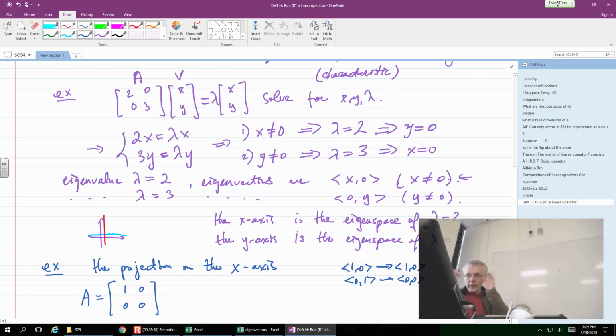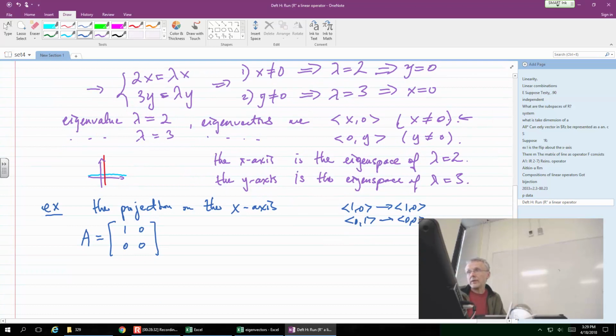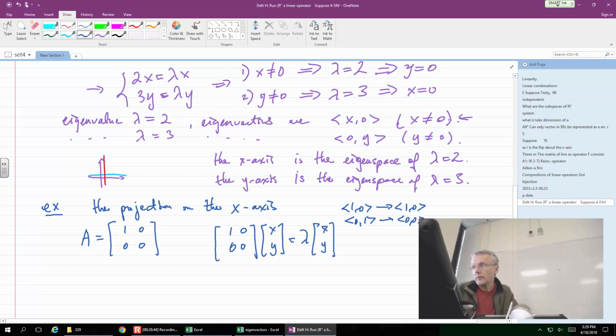Okay, so let's work it out. Once again, all the eigen stuff. I have my matrix, once again, 1, 0, 0, 0, multiplied by (x, y) is equal to lambda (x, y). And once again, I need to find the (x, y)'s and lambdas. I have to find lambdas first, and then for each lambda I have to find all possible (x, y)'s. Eigenvectors. So the equations are really simple.